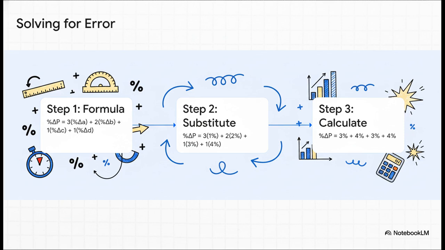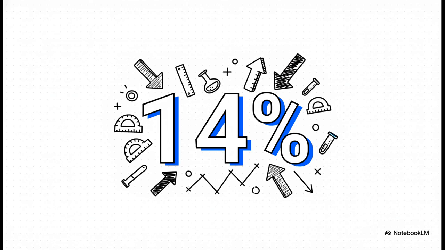The power of A is 3, so we take 3 times its 1% error. The power of B is 2, so that's 2 times its 2% error. And C and D are just to the power of 1, so we just add their errors straight up. Now we just plug in the numbers, do some quick addition, and bam, there's our answer. A massive 14% total error.